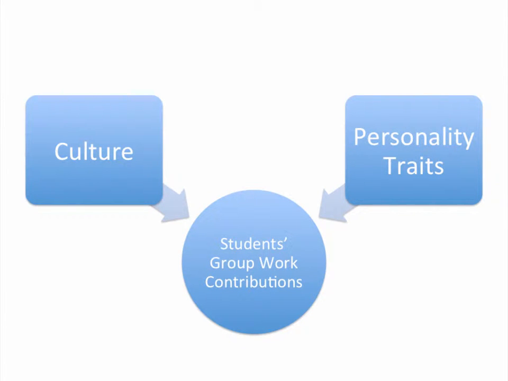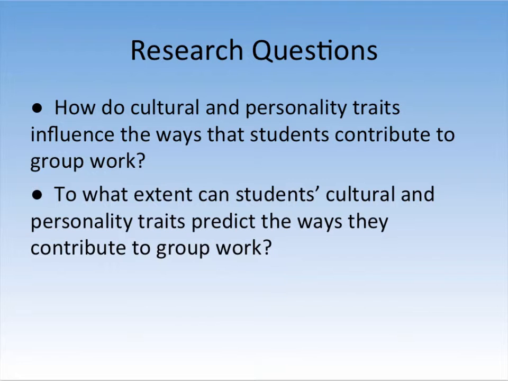An alternative explanation could be that things like culture or personality traits influence the ways that students contribute to group work, which leads to a mismatch in expectations between diverse group members. So that's where this research positions itself. We had two primary research questions. We wanted to know, firstly, in what ways culture and personality traits influence the ways that students contribute to group work, and secondly, whether we could predict students' group work contributions by their culture and personality traits.